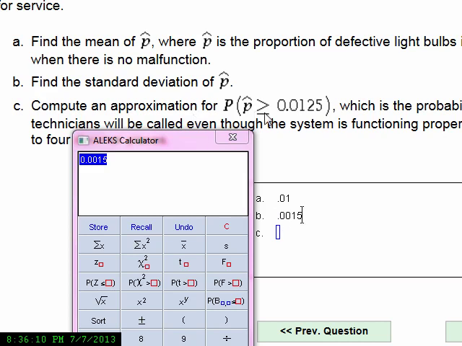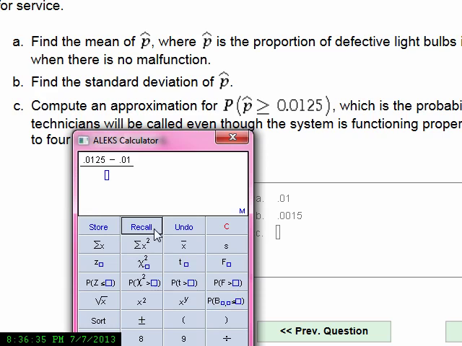Alright, now we want to find the probability that p hat is greater than 0.0125. So we just need to find the z-score for that. The z-score is given by 0.0125 minus the mean, which is the answer to part A, 0.01, divided by, recall, the 0.0015. That was the standard deviation. So we find that, and then we just find the probability that z is greater than that, because this is a greater than button here.